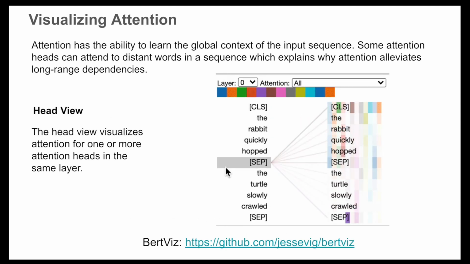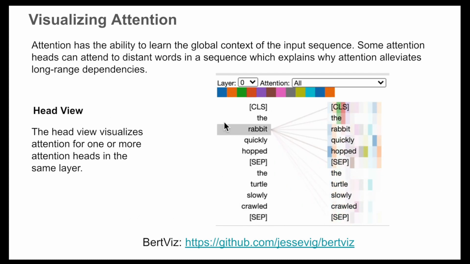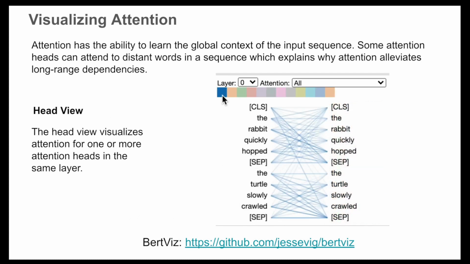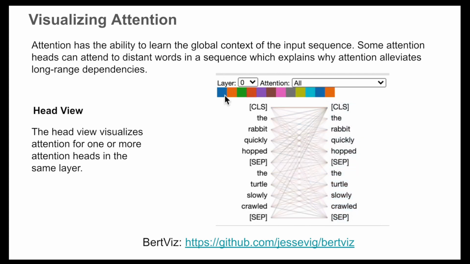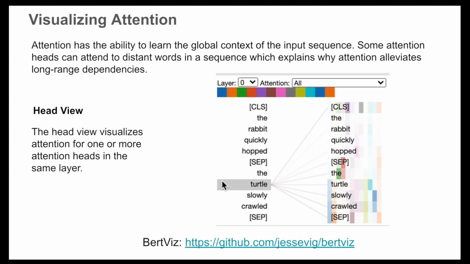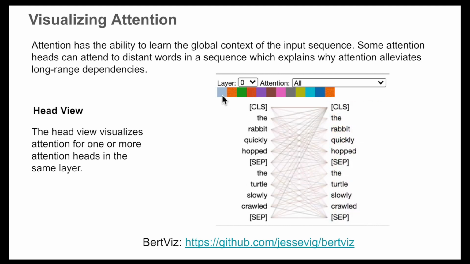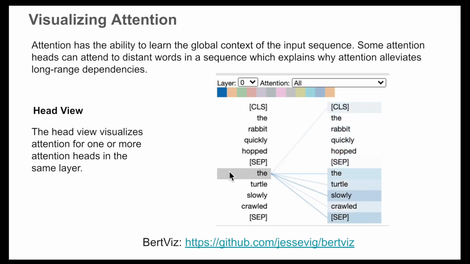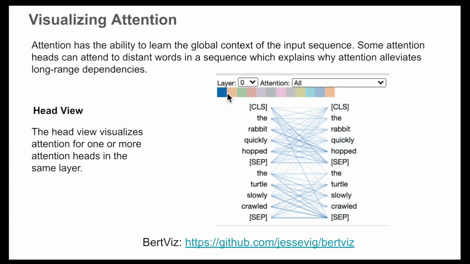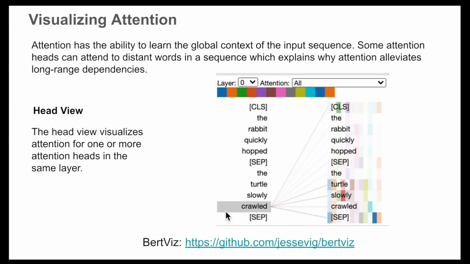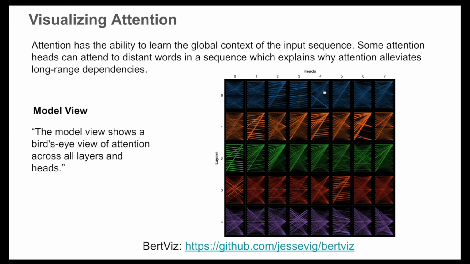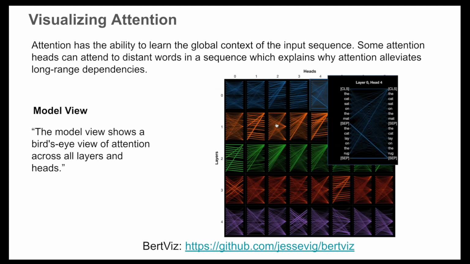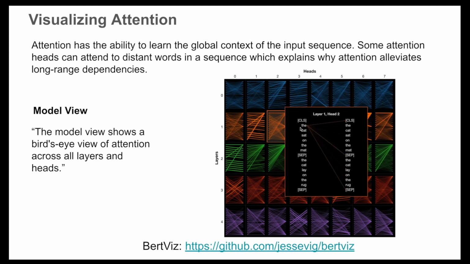Another really great tool for visualizing attention is called BertViz. So here this is a head view which shows attention for one or more attention heads in the same area. You can see that this is the first layer, and you can see how words attend to other words. This tool really shows how things change in the attention layers.